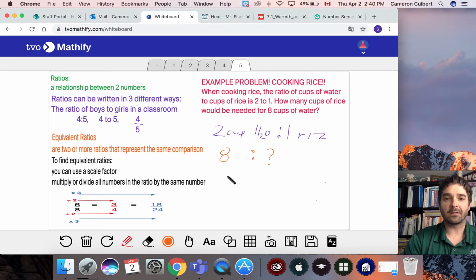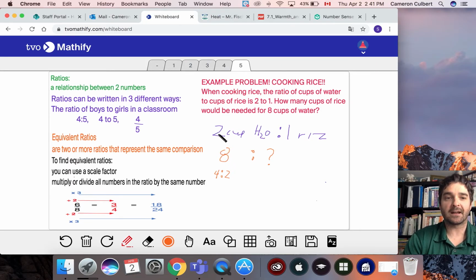So I'll start with a scale factor of 2. So I'm going to do 2 times 2 is 4, and 1 times 2 is 2, so an equivalent ratio would be 4 to 2. But that does not satisfy my question. I need 8 cups of water. So my next factor will be 3. 3 times 2 is 6. That also does not equal 8, so that will not work.